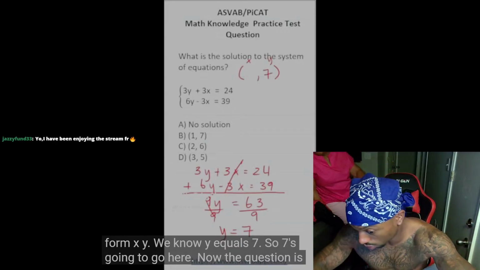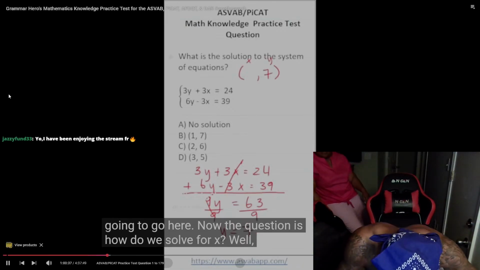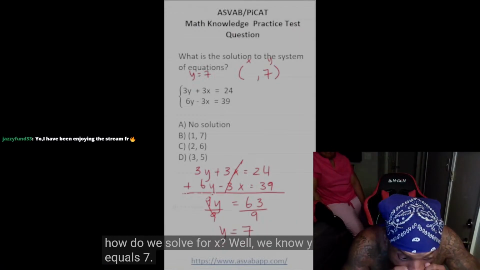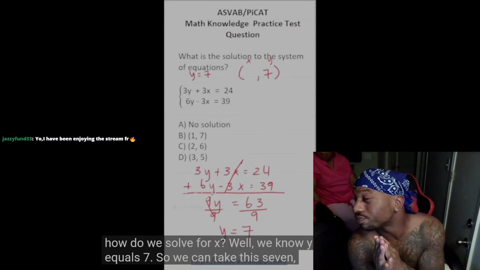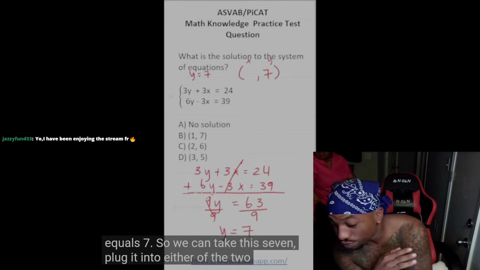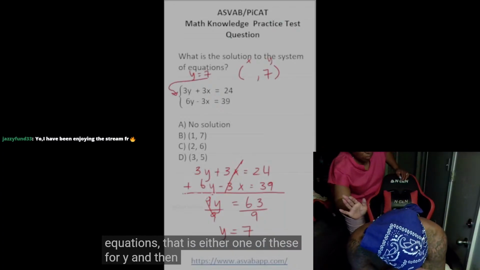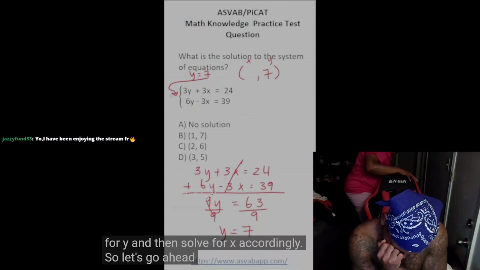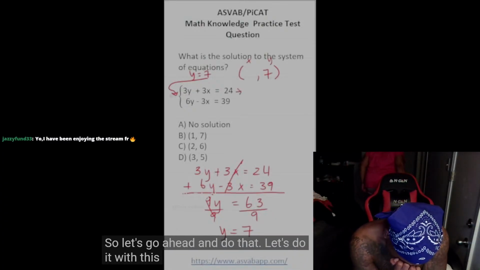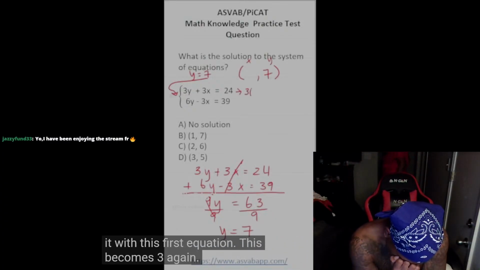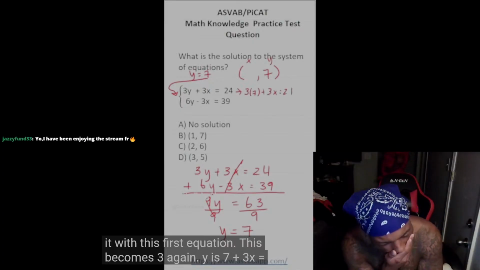Now the question is, how do we solve x? Well, we know y equals 7. So we can take this 7, plug it into either of the two original equations, that is, either one of these, for y, and then solve for x accordingly. So let's go ahead and do that. Let's do it with this first equation. This becomes 3. Again, y is 7, plus 3x equals 24.